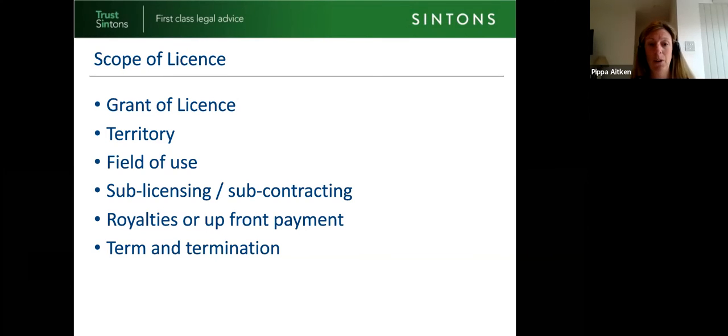As a supplier, might you want to know the identity of your customer? You might not want the licensee to sub-license to others, or if they can sub-license, under what conditions and what contract terms can they sub-license to? And the same with subcontracting. How are you going to get paid? As I mentioned before, do you want it as an ongoing royalty, which is usually a percentage of net sales? Or would you like an upfront payment or an annual payment?